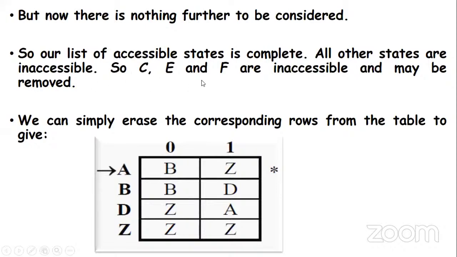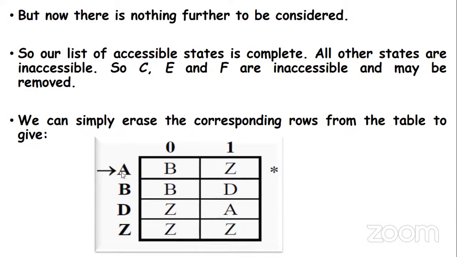So C, E, and F are inaccessible and may be removed. We can simply erase the corresponding rules from the table, and we have this. So what do we have now? We have A, B, D, and Z.